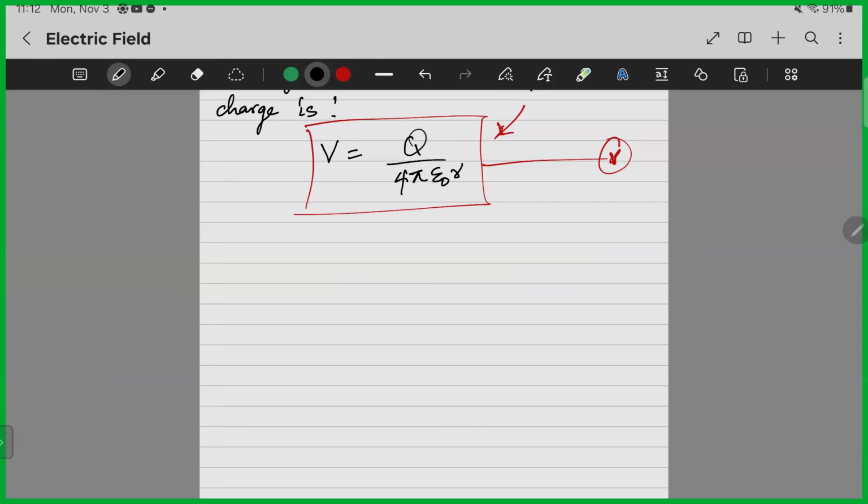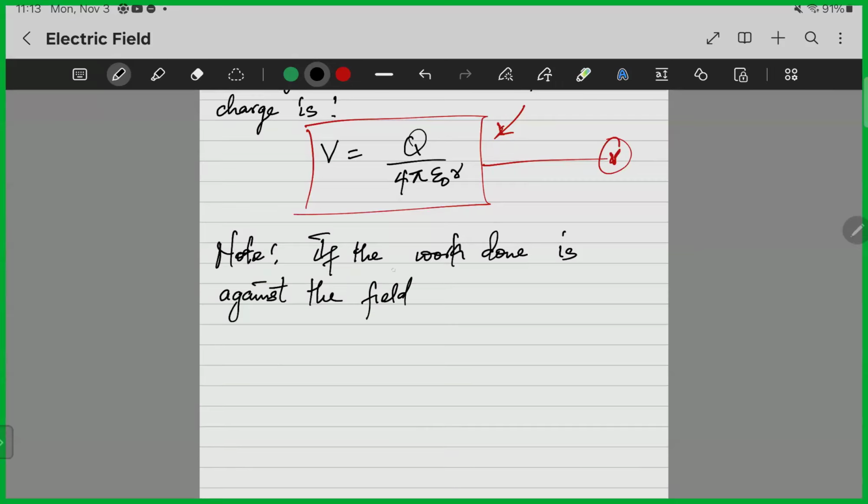But let's make a point before that. Note, if the work done is against, take note of these terminologies, is against the field, I'm going to mark against in red. If the work done is against the field, the potential is positive. I'm going to underline this one.